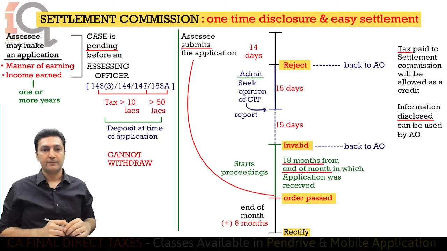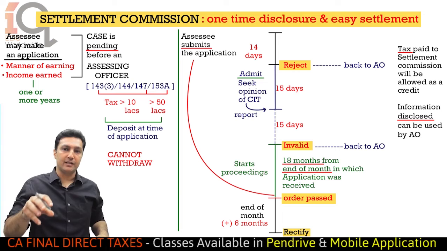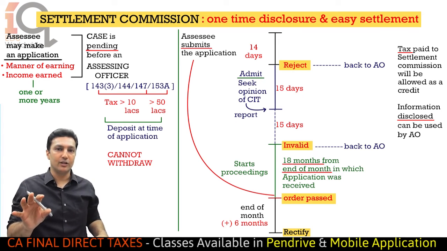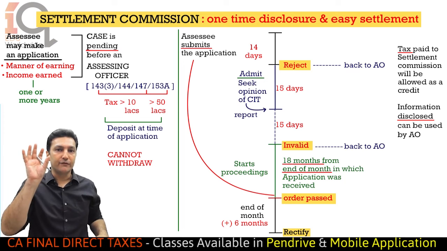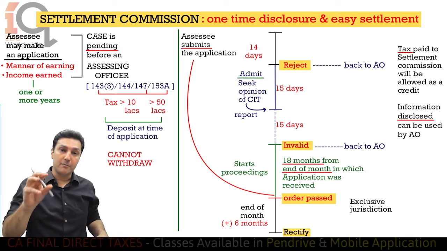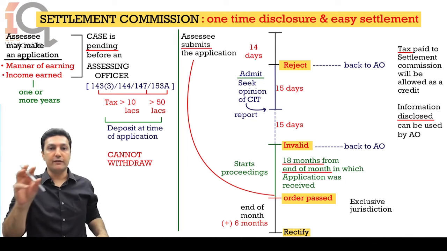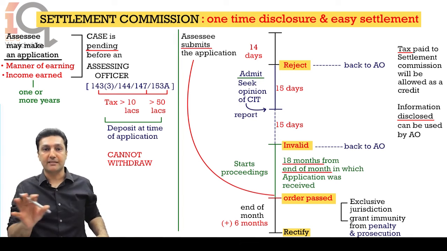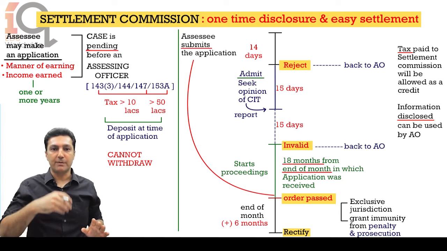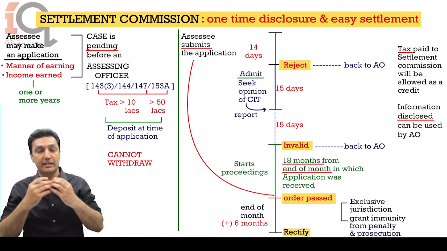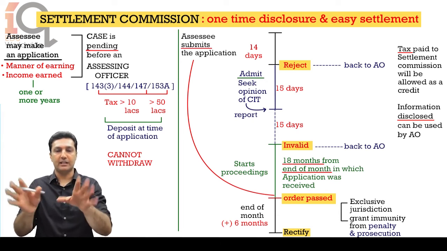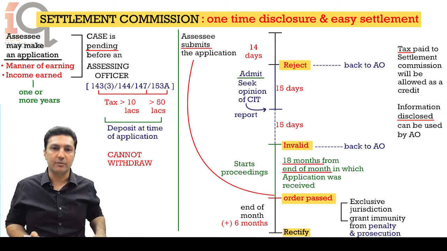Further, once a settlement commission has given an order for the years covered in the order, the jurisdiction of the department finishes, which means the settlement commission can order immunity from penalty and prosecution, so that once the settlement commission has taxed extra income, the department does not start the penalty and the prosecution proceeding. So if you've been honest enough, cooperative enough with the settlement commission, they'll say, okay, pay the tax, and that's it. You will not be troubled again.